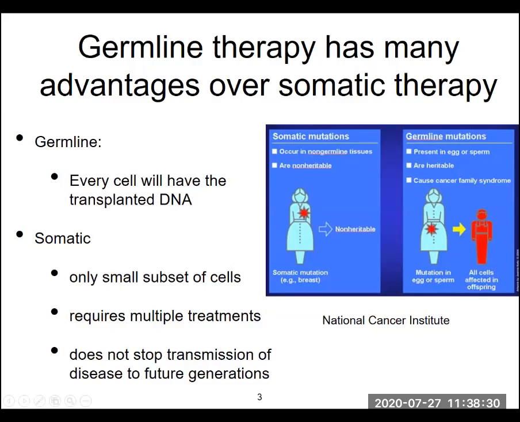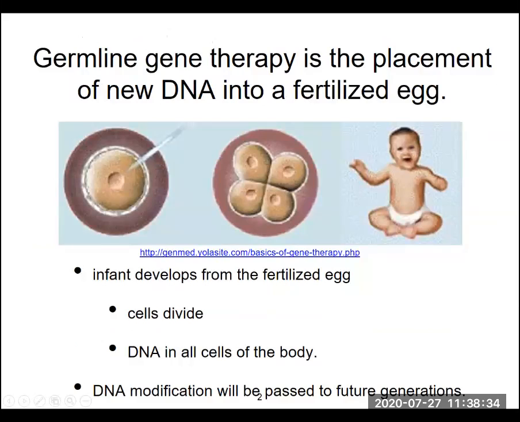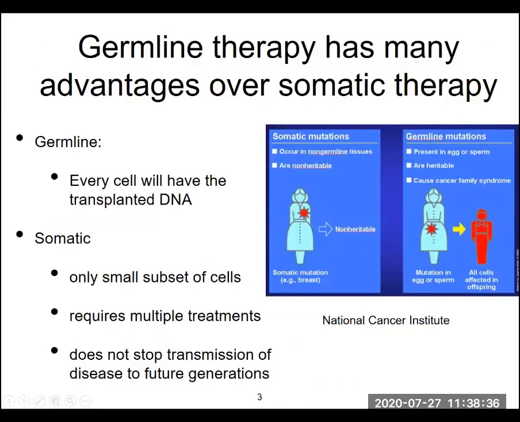And so because of this, with germline therapy, when we're putting it into the fertilized egg, it's going to get into every cell within the body, and potentially with that single treatment, it's going to ideally cure that patient and potentially cure it for future generations to come.